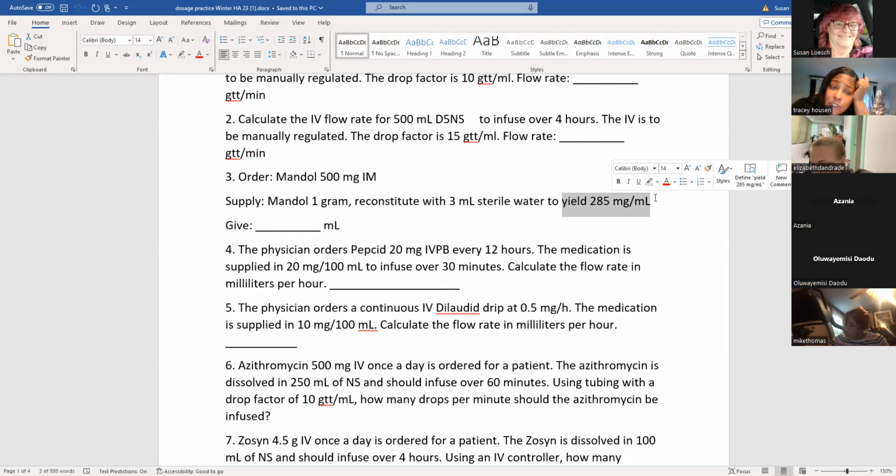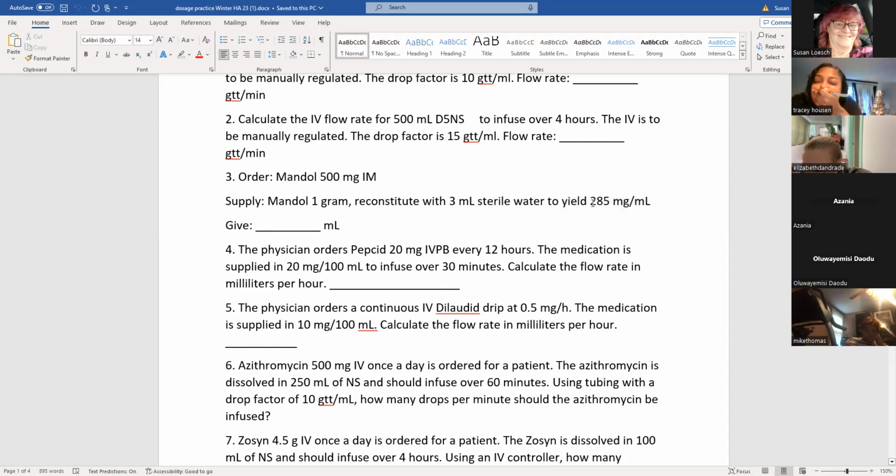So would the answer be 2 ml? I didn't do the math, but I think if you put 500 over 285 and multiplied it by 1... How did you get 285? This 1 gram is 1,000. How'd you get to 285? The answer here would be 1.8. Yeah, 1.8.